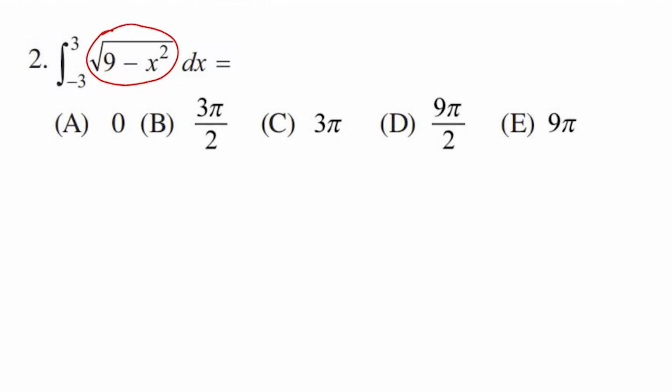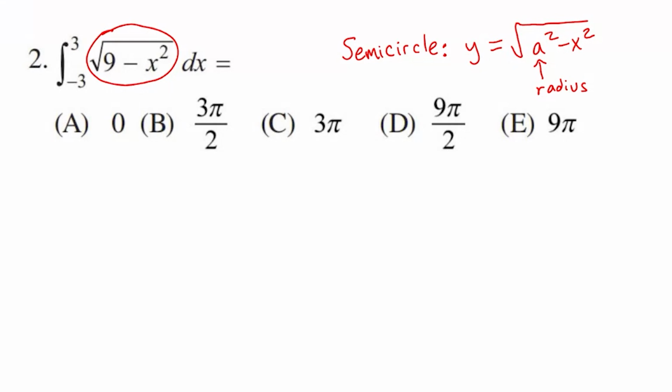You might try to do maybe a u substitution or something along those lines, but honestly, you really want to know what this graph looks like because it makes the problem a lot easier. So here it is. Basically, this is the top half of a circle. It's the graph of a semicircle. The graph of a semicircle is going to look like y equals the square root of a squared minus x squared, where a is the radius of the circle and it's centered at the origin.